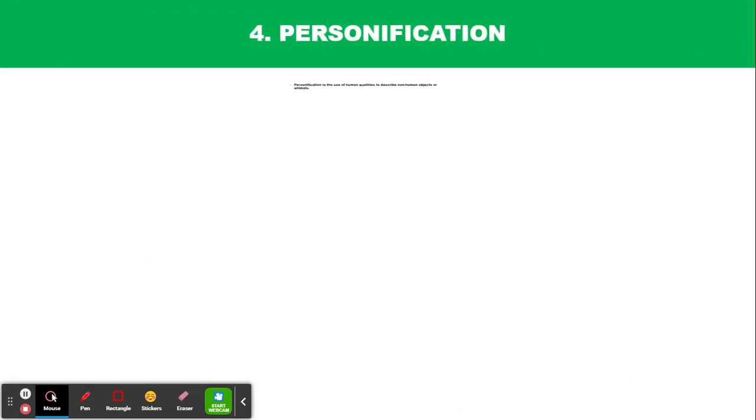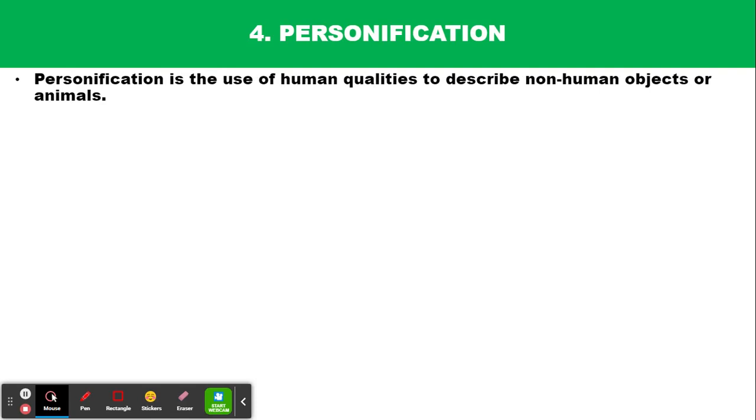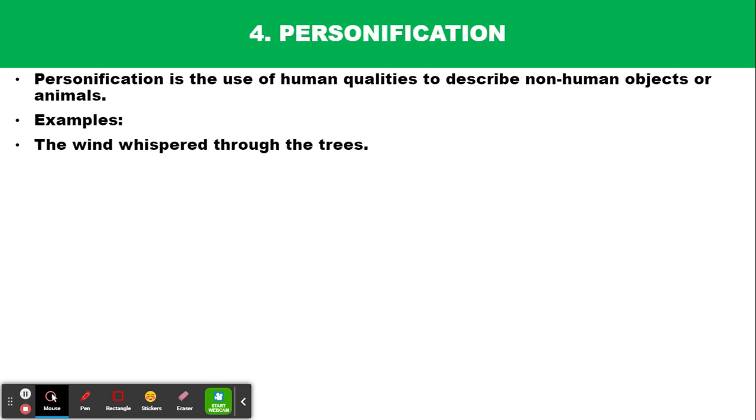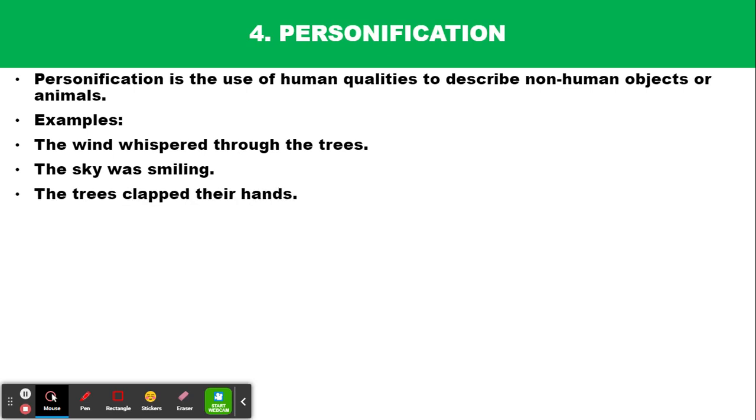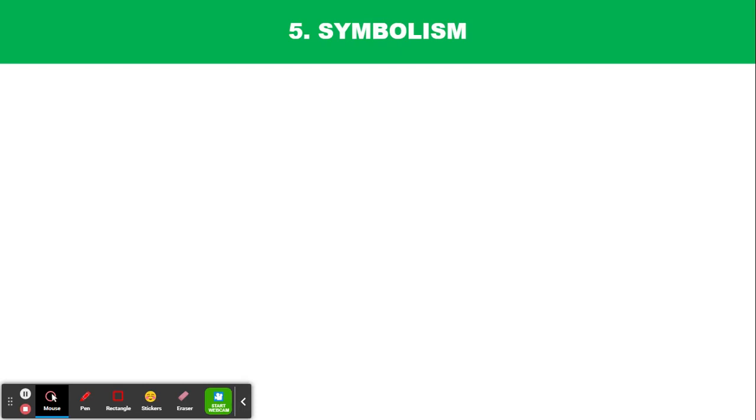Number 4, personification. Personification is the use of human qualities to describe non-human objects or animals. For example, the wind whispered through the trees. Only human beings whisper, but when you now say that the wind whispers, you are personifying the wind. The sky was smiling. The trees clapped their hands. These are all examples of personification.